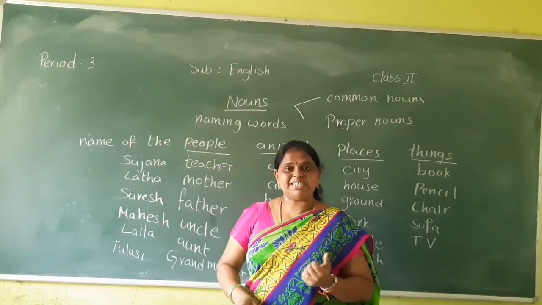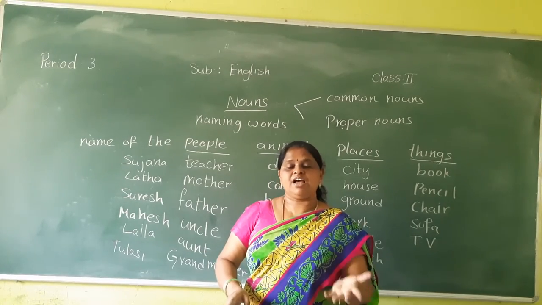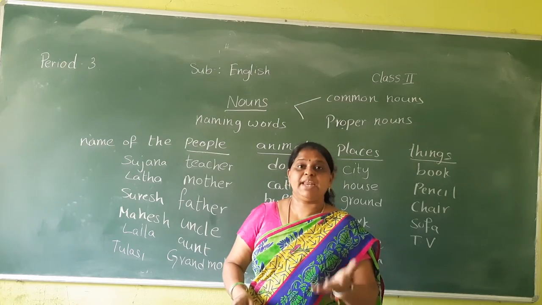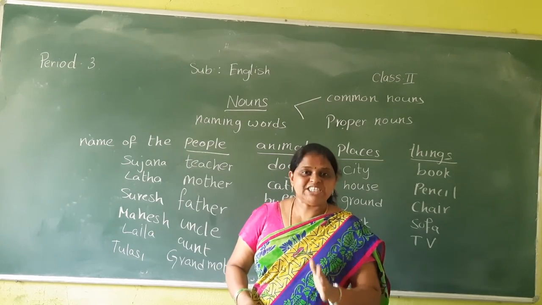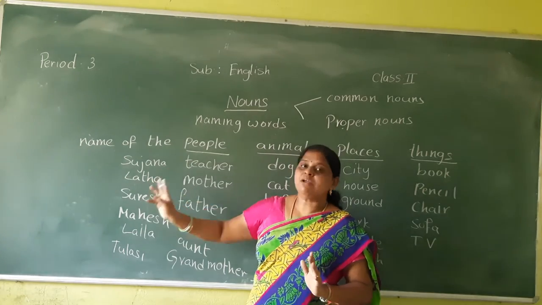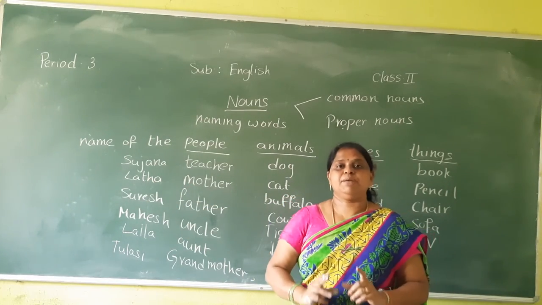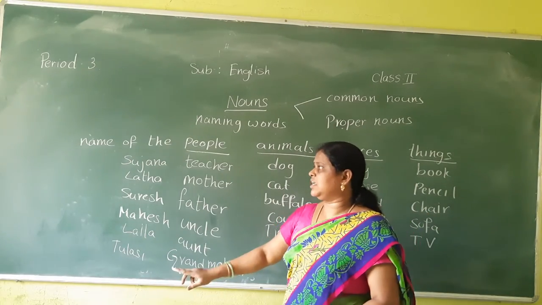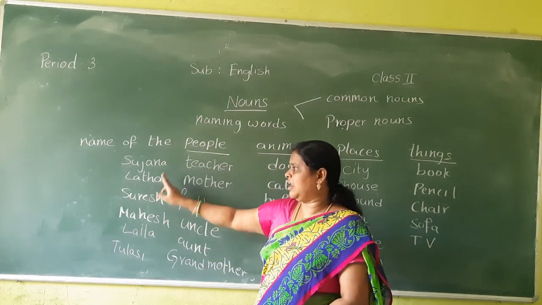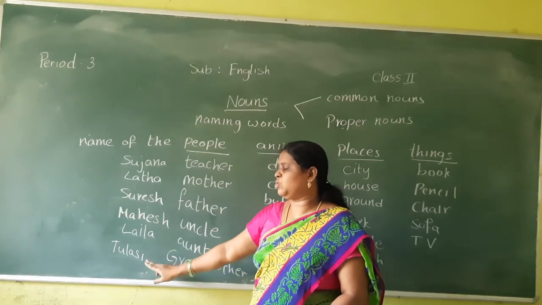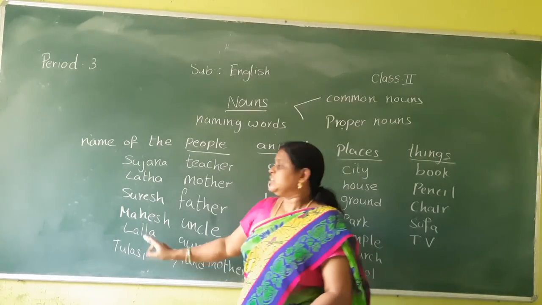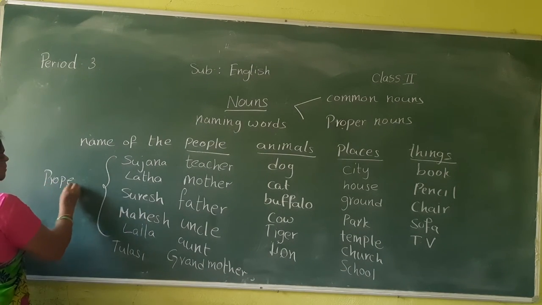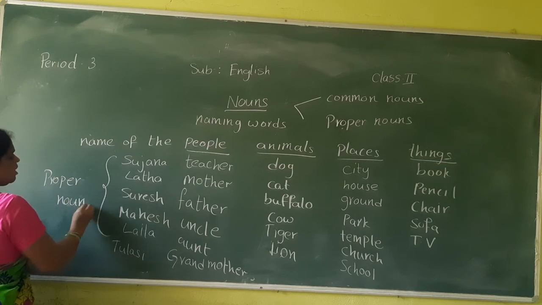Like your name is also a special name. Raju, Ravi, Suresh, Sita, Mahesh. Like that. These are all the names of people. Names of people come under the special nouns. The special name you are giving to them is called a proper noun. Sujana, Lata, Suresh, Mahesh, Laila, Tulasi. These are the special names. So these are called proper nouns. P-R-O-P-E-R, proper nouns.